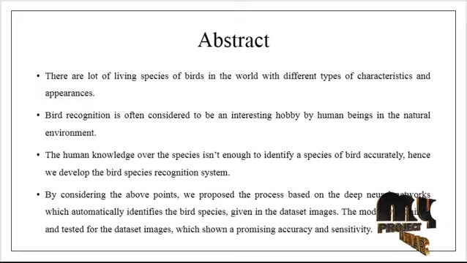By considering the above points, we are going to develop a process based on a deep neural network algorithm, which automatically identifies the bird species given in the dataset images. The model was given two types of training and testing for the dataset images, which shows promising accuracies and sensitivities. By using these two, accuracy and sensitivity, we can justify whether our process is efficient or not. The process includes steps like feature extraction, classification and performance estimation, and finally the last stage of the process gives the performance, which justifies that our process is more accurate.